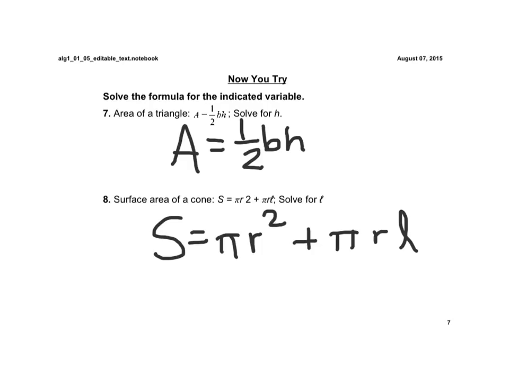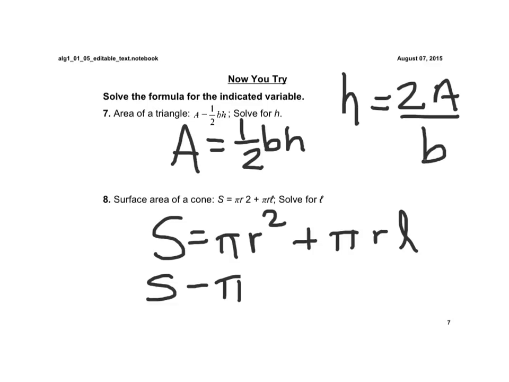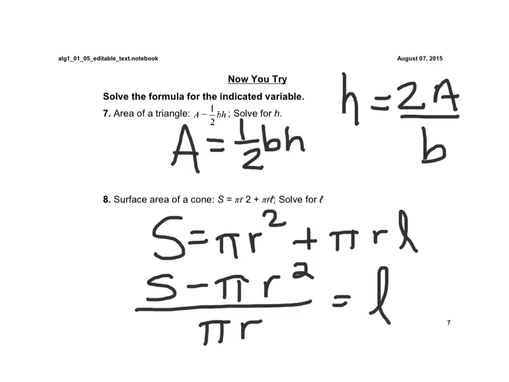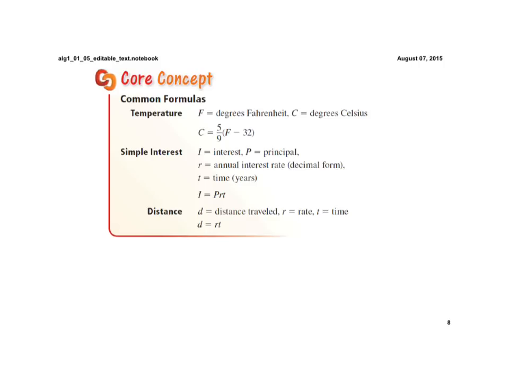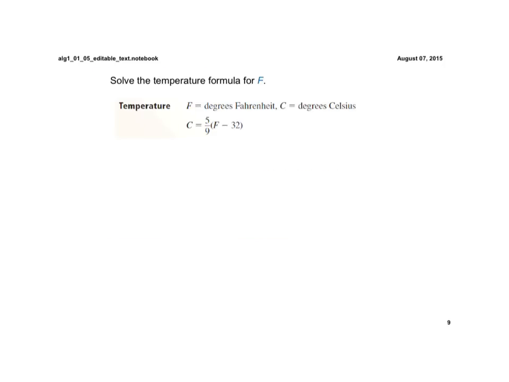Alright, so for number 7, it should be H is equal to 2 times A over B. And for the surface area one, it should be L equals S minus pi times the radius squared, divided by pi times the radius. Now, here's a core concept of some common formulas that we're going to end up using. So these are in your journal. So again, you just may want to highlight these, and these are what we're going to use.